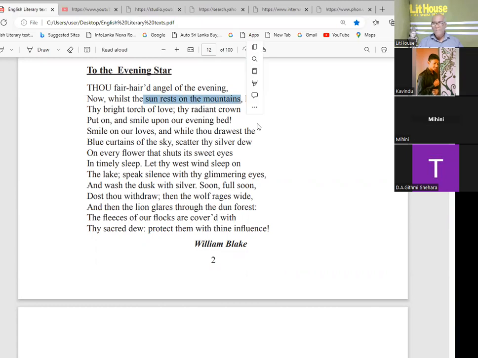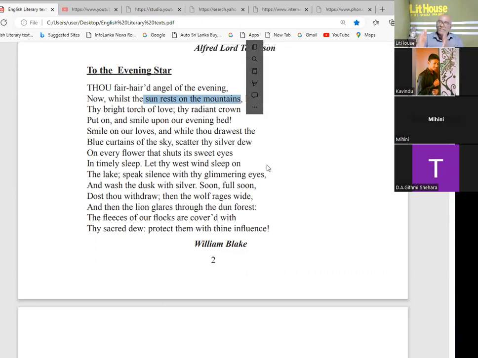Thou means you. Now, present moment, whilst the sun rests on the mountains. What is this? Resting on the mountain means the sun setting. Now in the evening, the sun goes down over the mountains. What for? To rest after day's duty. Because ordinary people believe it is the sun who goes round the earth. Early morning, the sun appears in the eastern sky. Then it moves all the way around and goes down in the western sky. That is ordinary people's belief. But really the sun does not go anywhere. It is us. Right, that's a different matter.